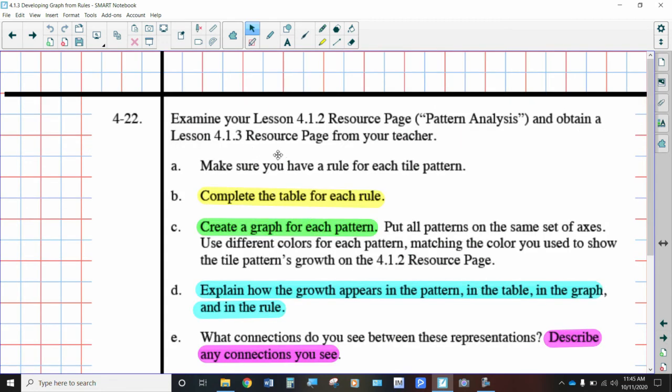All right, so what we're going to do is take what we did yesterday or in the previous lesson, depending on when you're viewing this, and look at our patterns of growth and the rules that we created from those patterns. We are going to put that information into a table, and then graph the data from the table. And then we're going to see how we see the growth in the graph, in the table, and in the rule, so we can describe those connections between them.